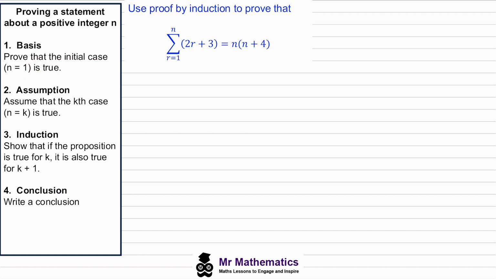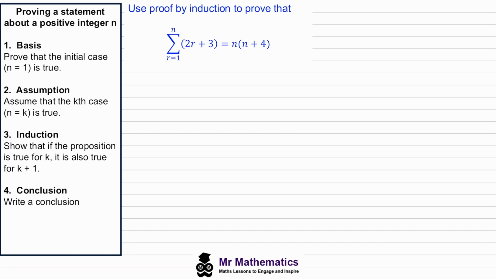The second step is where we make an assumption, where we say the case for n equals k is true. The third step is an inductive step, where we've shown that if the proposition is true for n equals k, then it is also true for k plus 1. And then the fourth step is where we write our conclusion.